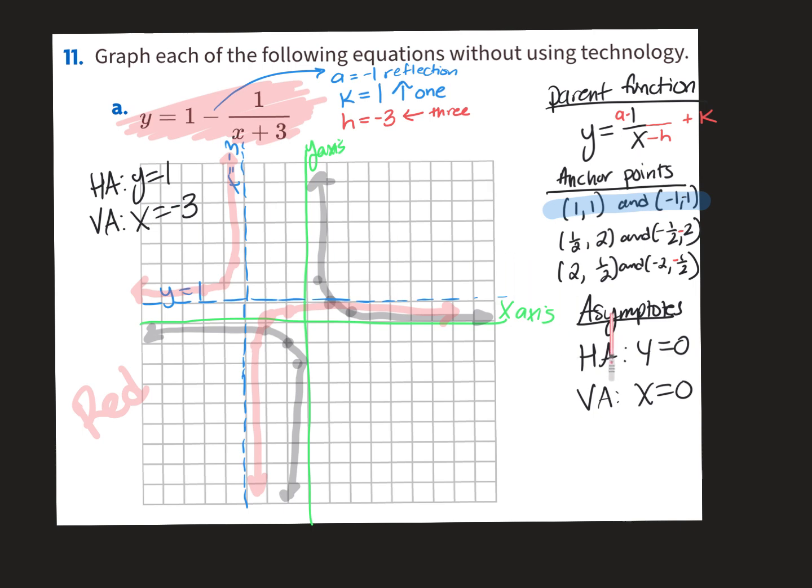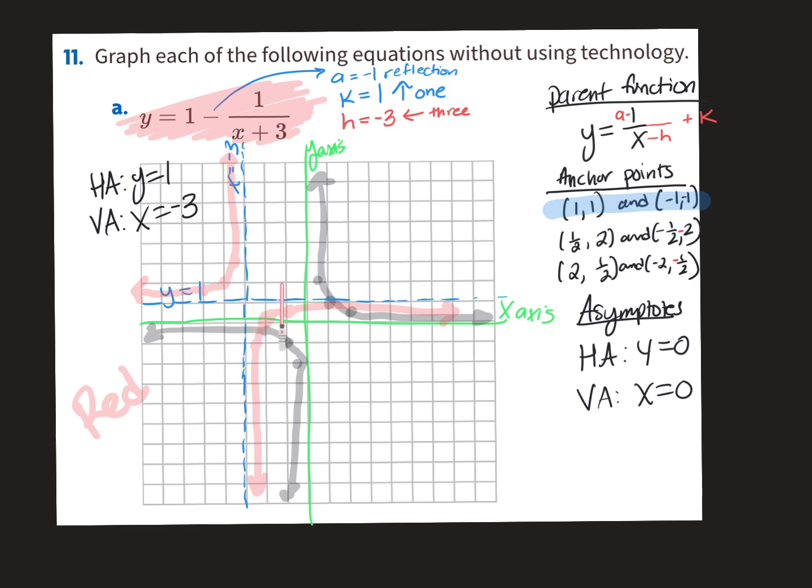Okay, so let's start with the horizontal asymptote. We went from y equals 0, which would be right here where the x-axis is, to y equals 1. So y equals 1 is now here. That is where my graph is shifting, okay? And then my vertical asymptote went from x equals 0, which is here, and shifted 3 to the left. 1, 2, 3. There's my vertical asymptote. Okay, now half of the work has been done. You figured out where the asymptotes are.